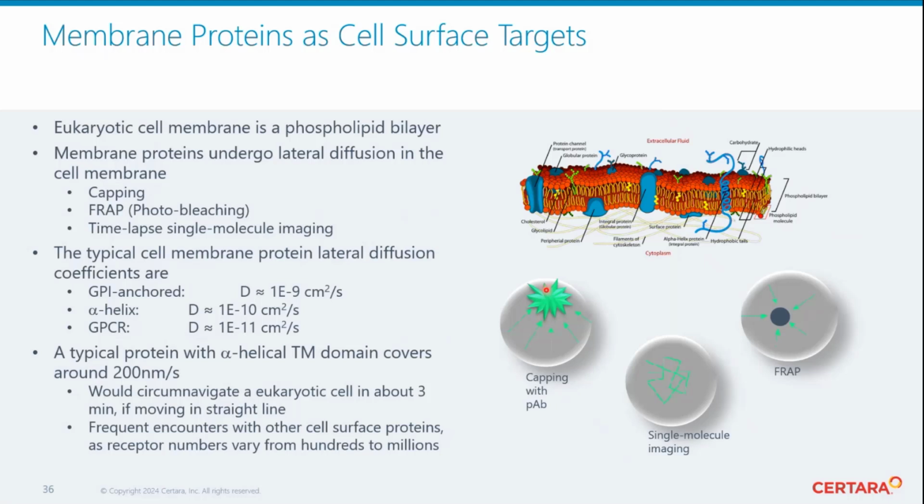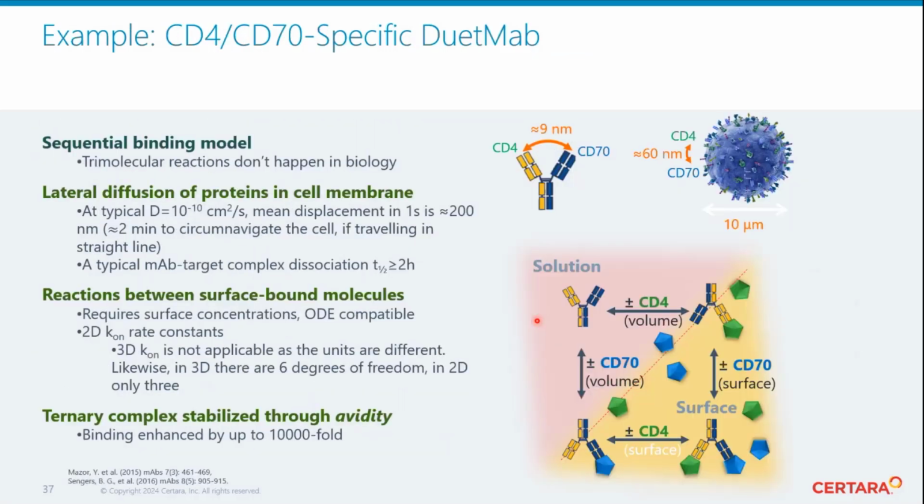Right, membrane proteins as cell surface targets. We need to keep in mind that the lipid bilayer is a fluid space where proteins can move around. It takes about 1 or 2 minutes for typical membrane proteins to travel enough distance to circumnavigate the cell if they traveled in a straight line. This means that if we have an antibody which has 2 binding sites, then within seconds, binding through one site, it will also come into contact with another target on the cell surface, and it will form a ternary complex.